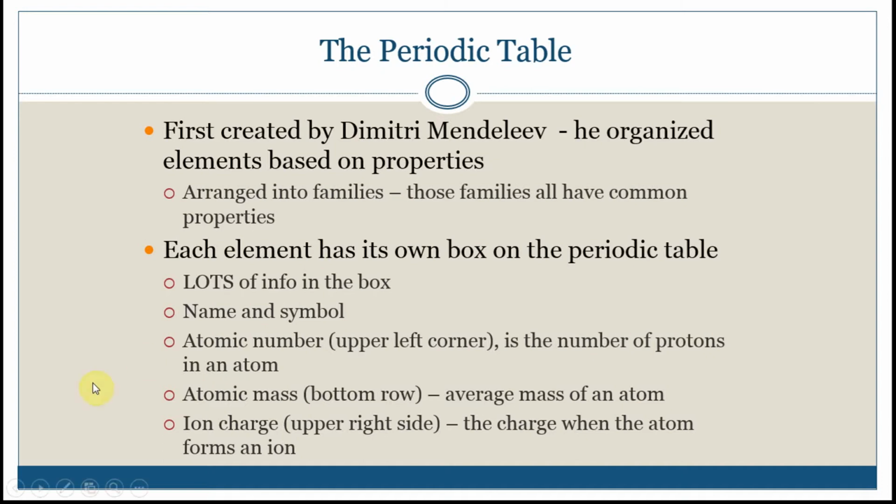So we have the atomic number, upper left corner. We also have the atomic mass. That's how heavy it is. That's the bottom row. That's the average mass of an atom. You'll find next year that we can change the mass in various circumstances, and that's why if you look at the atomic masses, many of them have decimals.